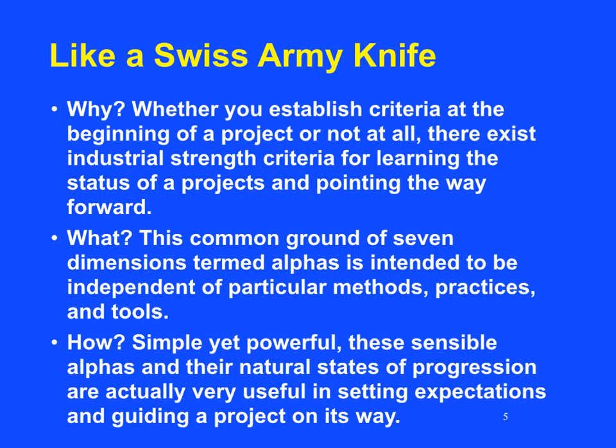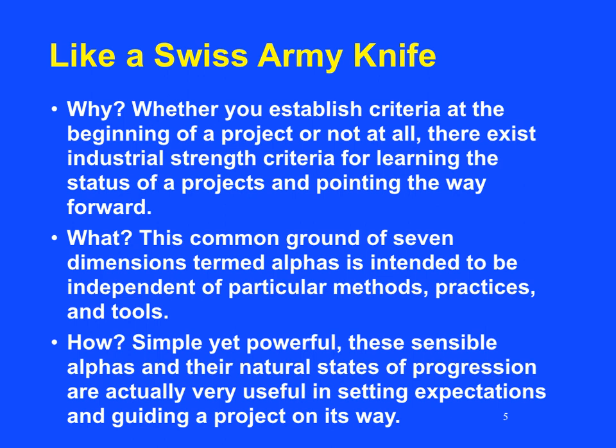Essence is the Swiss Army knife, and the alphas are the blades that make it an all-purpose tool. Like the Swiss Army knife, the value of essence lies in its usefulness. Why? Whether you establish criteria at the beginning of a project or not at all, there exist industrial strength objective criteria for learning the status of a project and pointing the way forward. These criteria can be found in the Software Engineering Method and Theory, CMAT, formulation, and its essence kernel, the essence and common ground of software engineering.